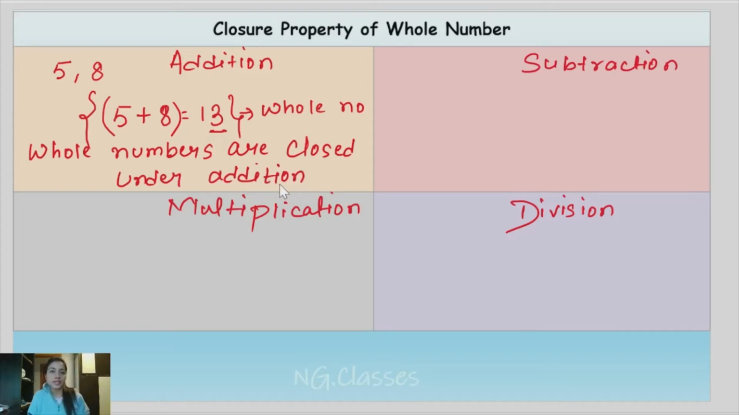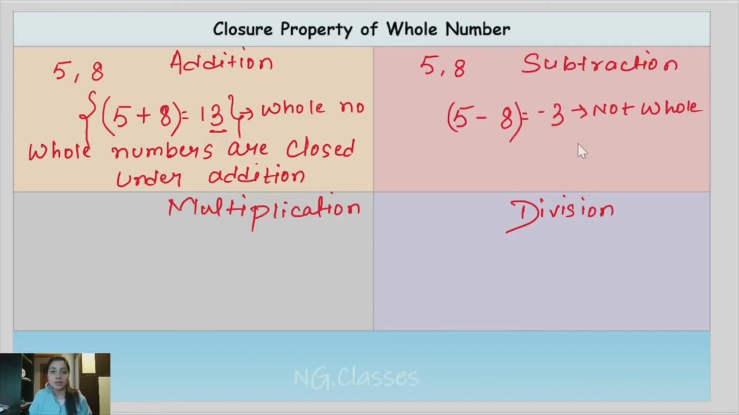Randomly, when you take any two whole numbers and add them, definitely your answer will be a whole number. So now let's check the same thing for subtraction. Same two whole numbers I am taking here and subtracting now. What will be the answer? -3, which is not a whole number. So when I take two whole numbers and subtract them, my answer is not a whole number.